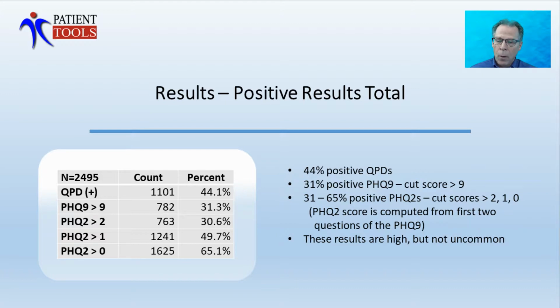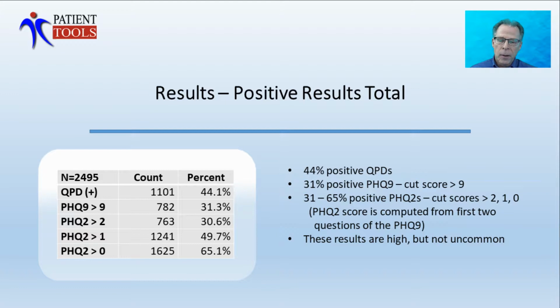And then we went through and did some cut scores on the PHQ-2, going from essentially a score of 2 down to 1 down to 0. And so what you ended up with is, once again, about 31% at a PHQ-2 greater than 2. So you're kind of in the ballpark of the PHQ-9, but as we get into the details, we'll see that you're kind of missing a lot more with the PHQ-2.